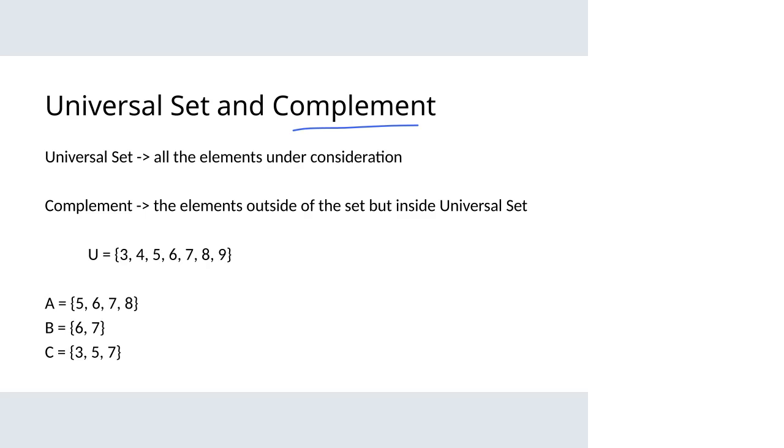So what we've got there is, here is my universal set. That's my universe. That's all the elements that could possibly be considered for this particular problem. Then we get to the idea of the complement. The complement of a set are all of the elements that are outside of the set, but inside the universal set.